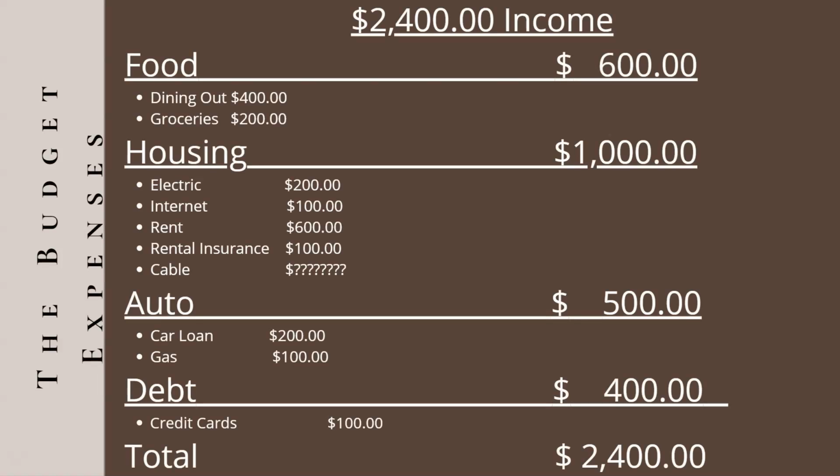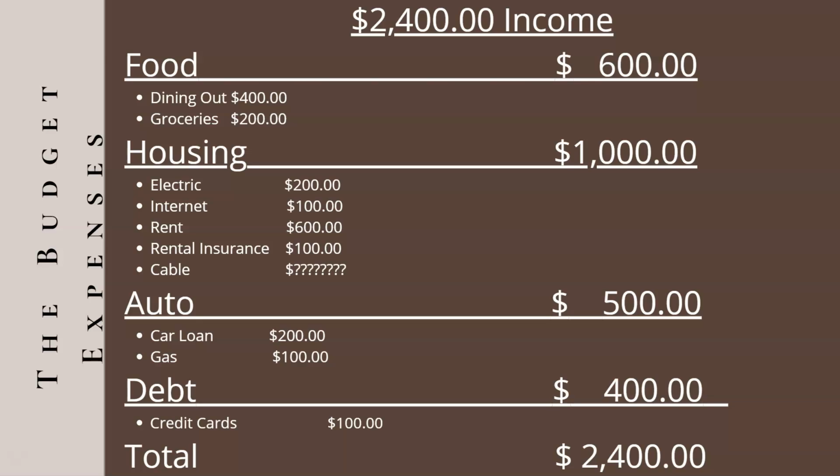So going back into our example, you see I've had our broad categories of food, housing, auto, and debt. Then I broke it down even further. When you're breaking down your categories, make sure whatever you put into those categories equals the amount that you want to spend. So for dining and groceries under our food budget, I wanted to spend $400 on dining out and $200 on groceries. And it still equals the $600 that I want to budget for my food budget each month.